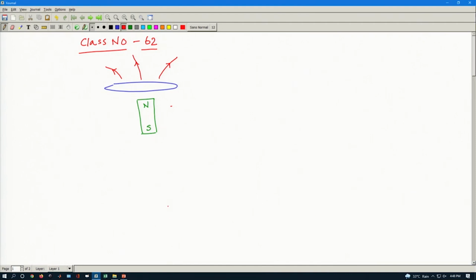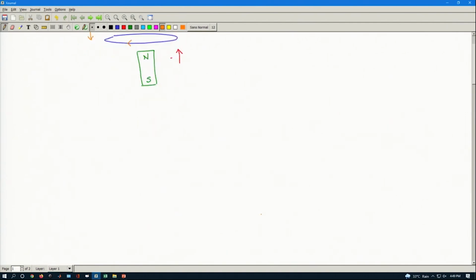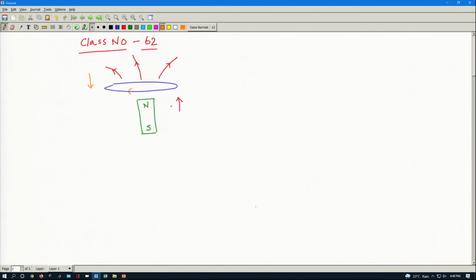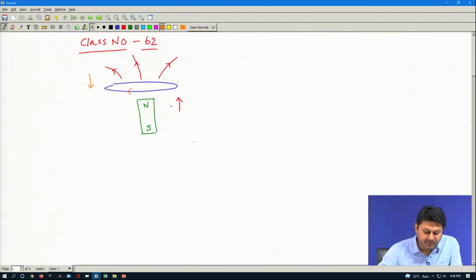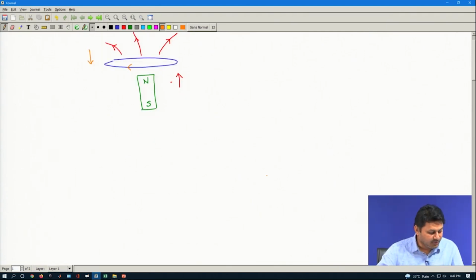So, in this case the magnetic field in this direction due to the magnet and the magnetic field due to the current should be in the opposite direction. That means I should have a current flowing in this direction. So, they will be opposite, so that you need to do some work. This is Lenz's law, which we discussed last day. Then the EMF will be generated, and this is called the electromotive force.